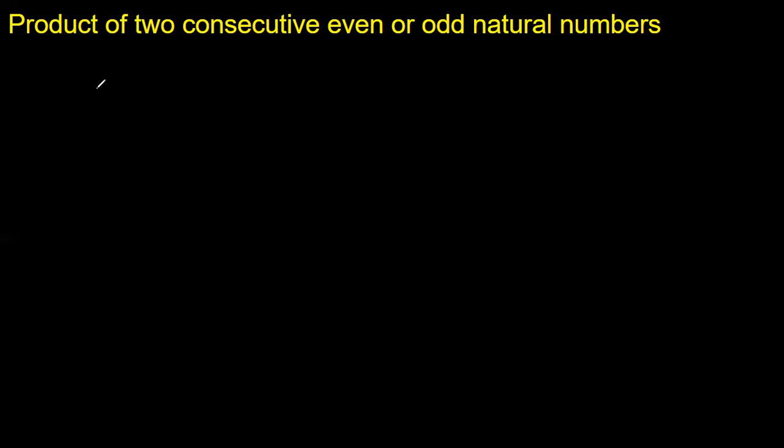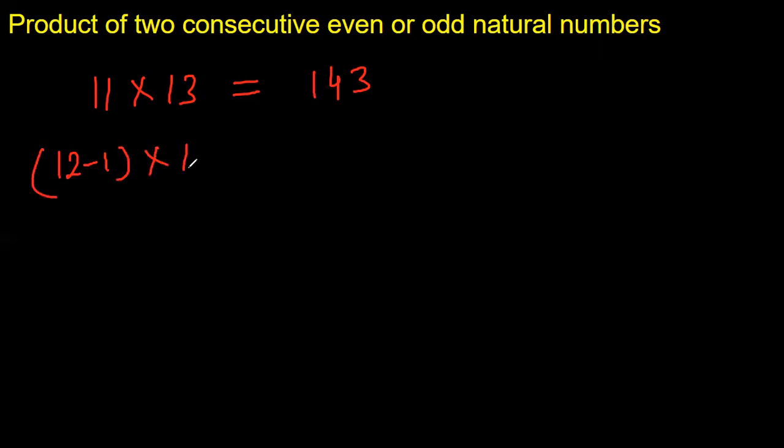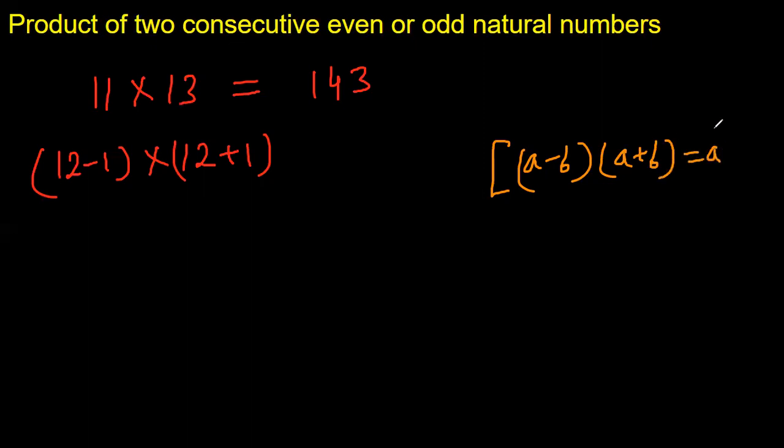Let's take another example. Multiply 11 by 13. So what is the product of 11 into 13? 13 ones are 13, 13 ones are 13, and 1 and 14, 143. Just like the previous cases, 11 can be written as 12 minus 1, and 13 can be written as 12 plus 1. Again, we are going to use the same identity, which says A minus B times A plus B is equal to A squared minus B squared.